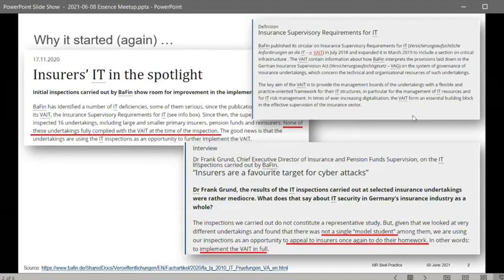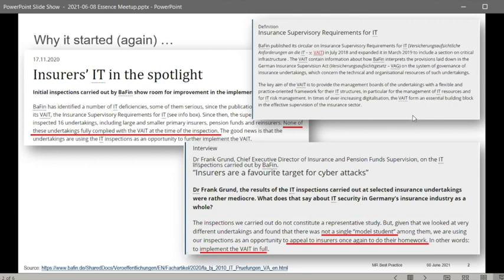So they knocked on our doors, asking, well, are you following the VAIT? Do you think you follow the VAIT? Let's have a closer look. They stayed for 6 weeks at Munich Re. By the way, we had to pay them. And they looked at every aspect of IT.